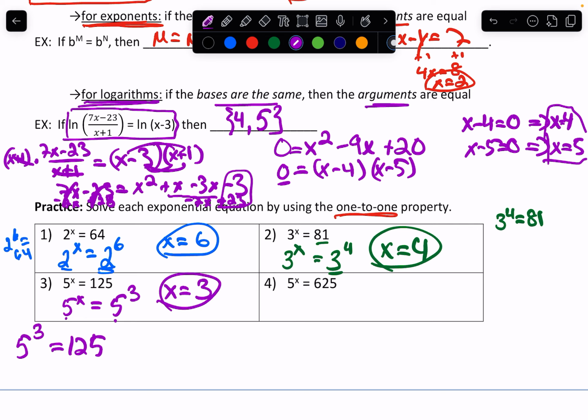Okay, next one. Again, we've got 5 to the power of x. We need to figure out 5 to the power of what equals 625. Well, that's going to be 5 to the power of 4. So 5 to the power of x equals 5 to the power of 4. So x equals 4.